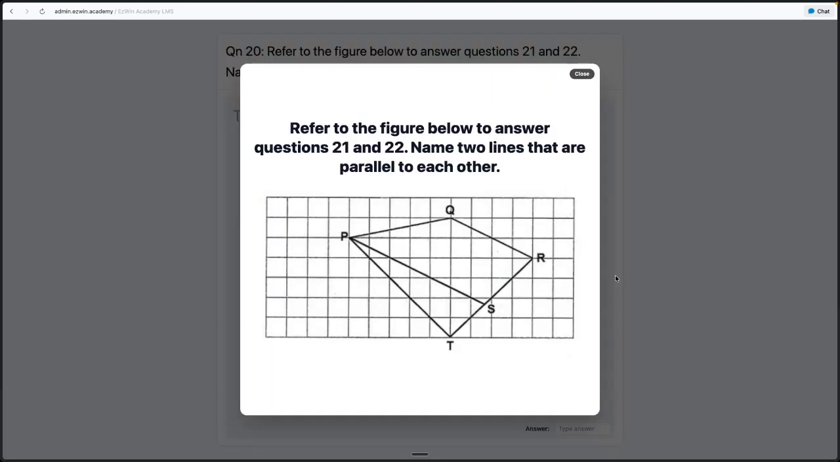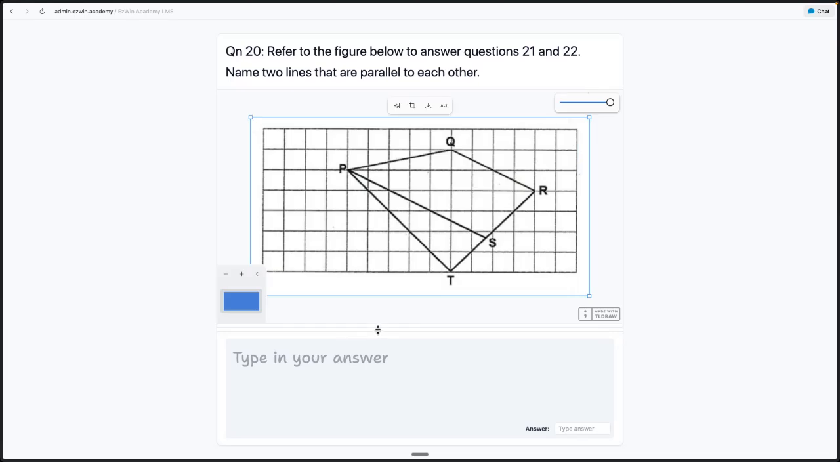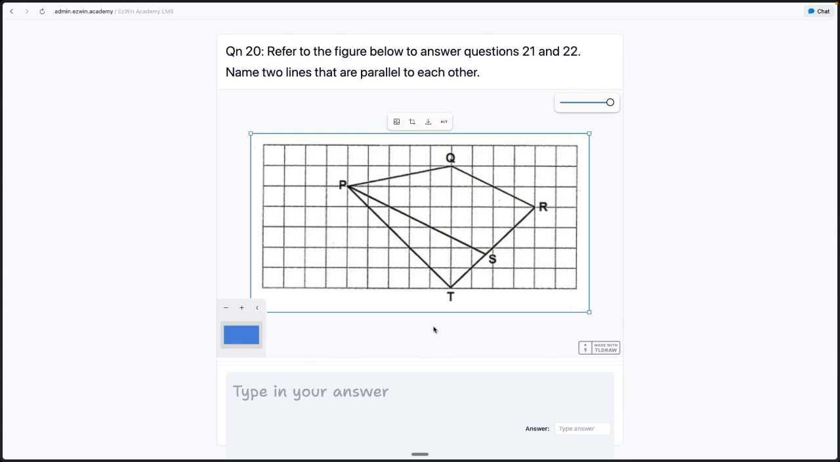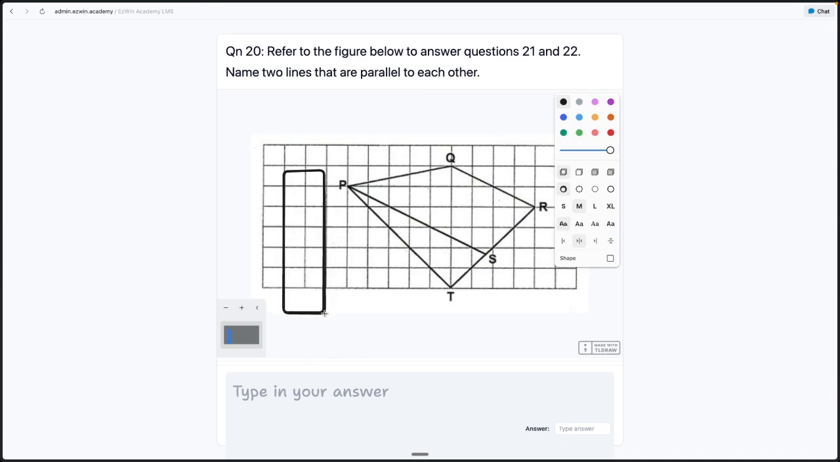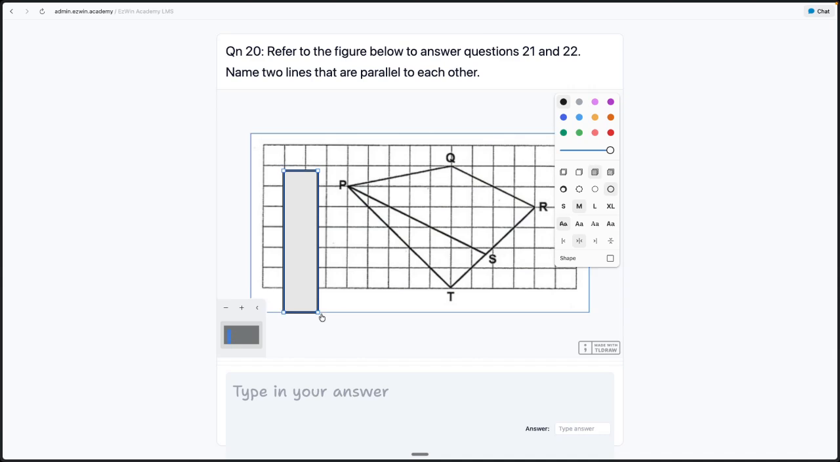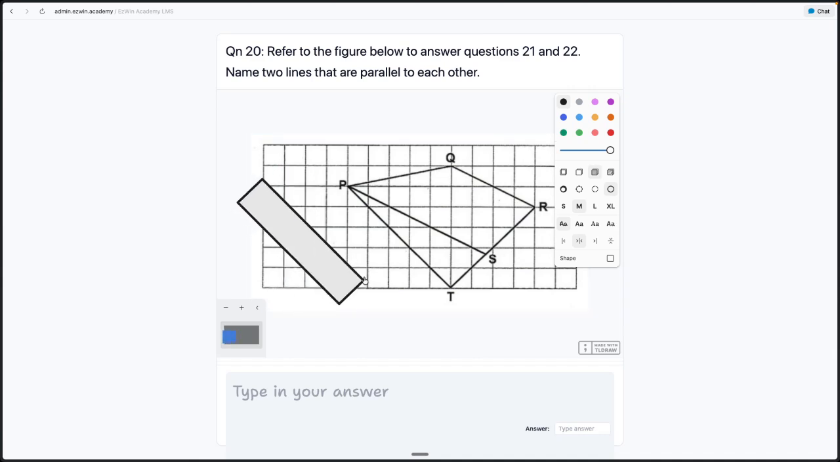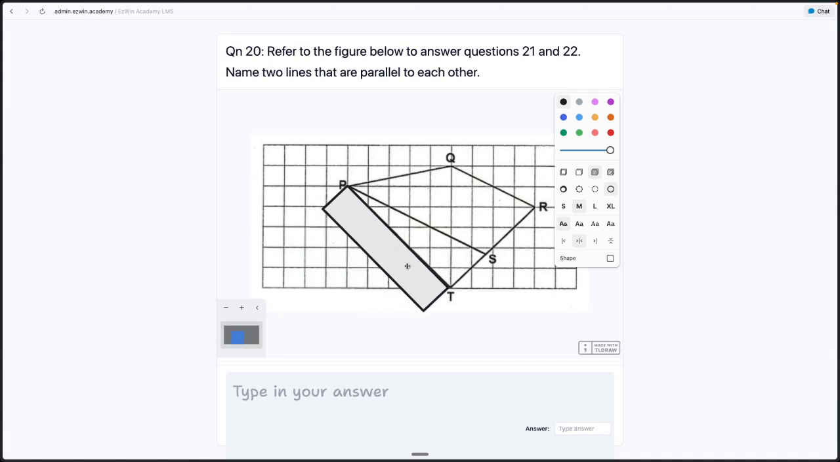Question 20. Name two lines that are parallel to each other. In order for us to know which lines are parallel, you can actually use a ruler. I'm just going to use my handy dandy ruler, as you see over here. Let me rotate it like this. You need to measure what is parallel to each other, so using a ruler, or two rulers, I mean.